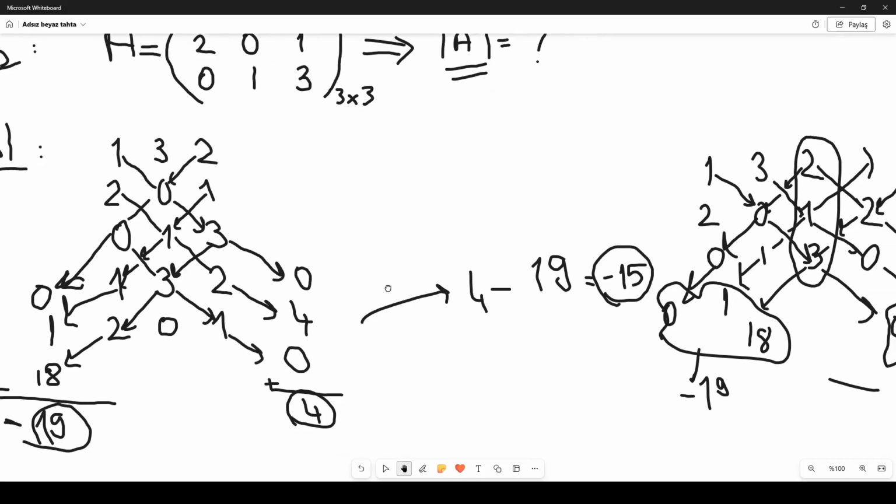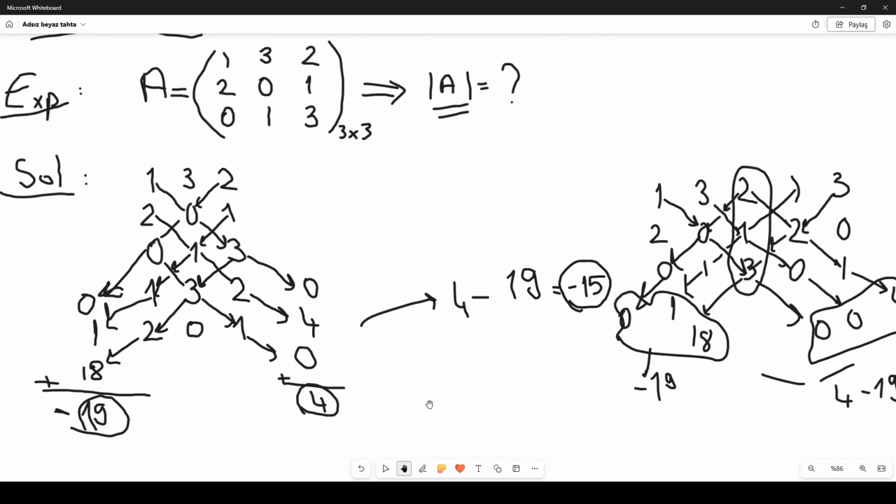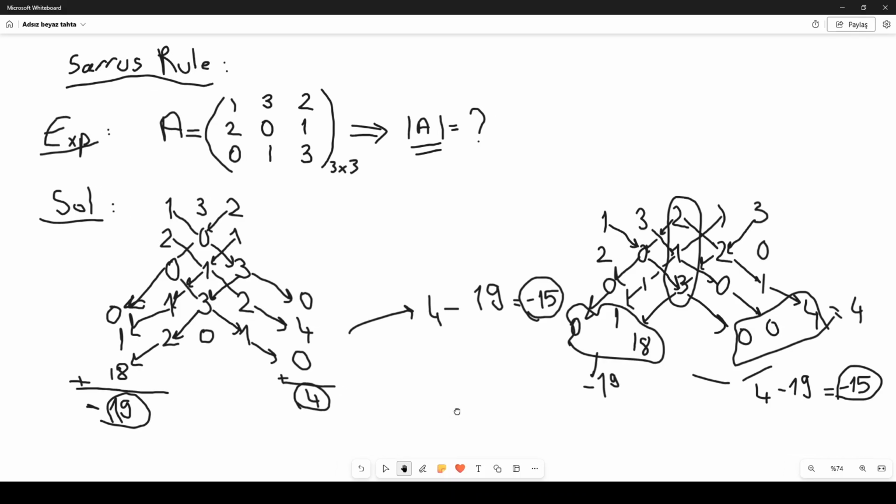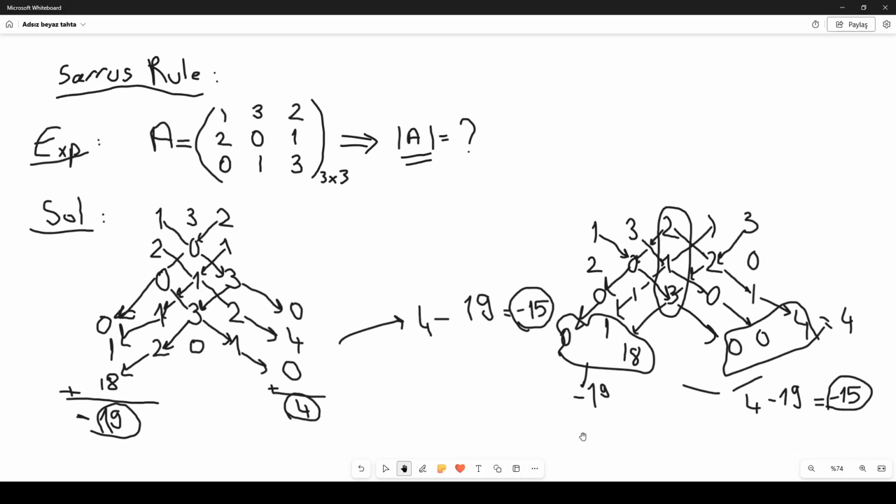I hope you enjoyed this method as well, guys. In the next lecture I will show you another method to compute the determinant of a given square matrix, which is called the Laplace or cofactor expansion method.